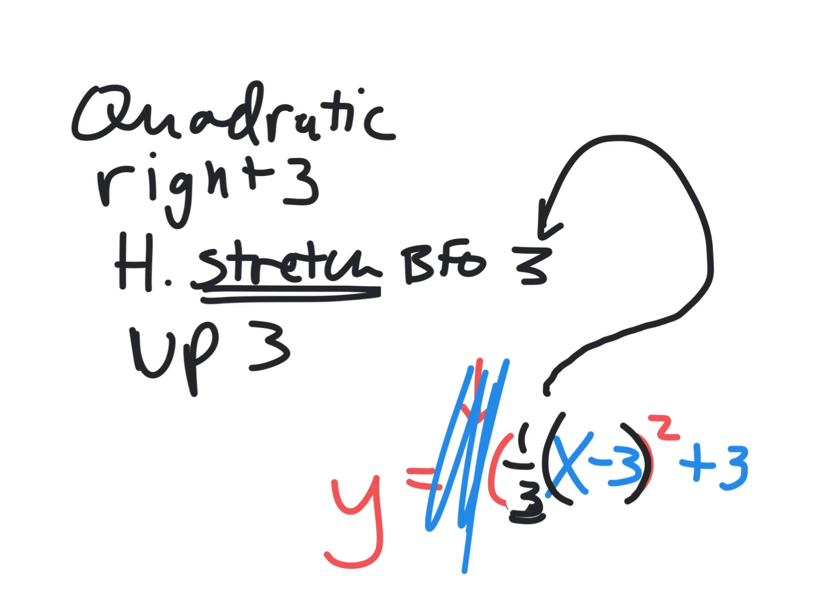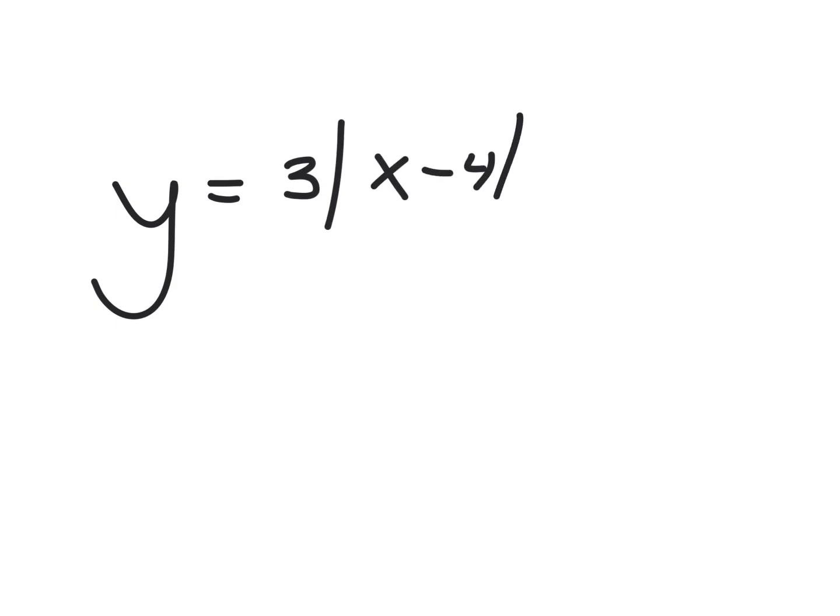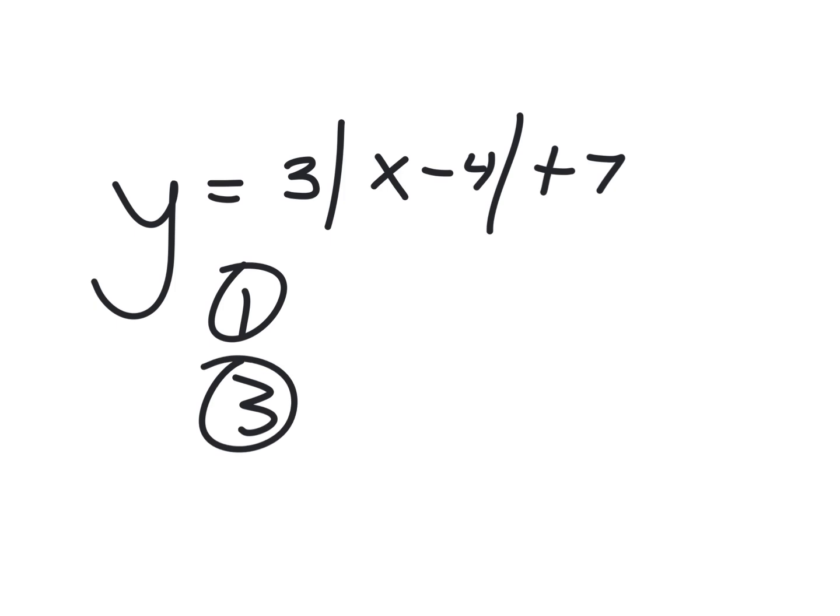All right. Let's give you another one. Let's say this one is an absolute value function this time, and it's got a 3 on the outside, and it's got an x minus 4 on the inside, and then a plus 7. There are 3 things that happen in the right order. What is the first thing that happens? What's the second thing that happens? And what's the third thing that happens? I'm going to pause for a second and you tell me the right order.